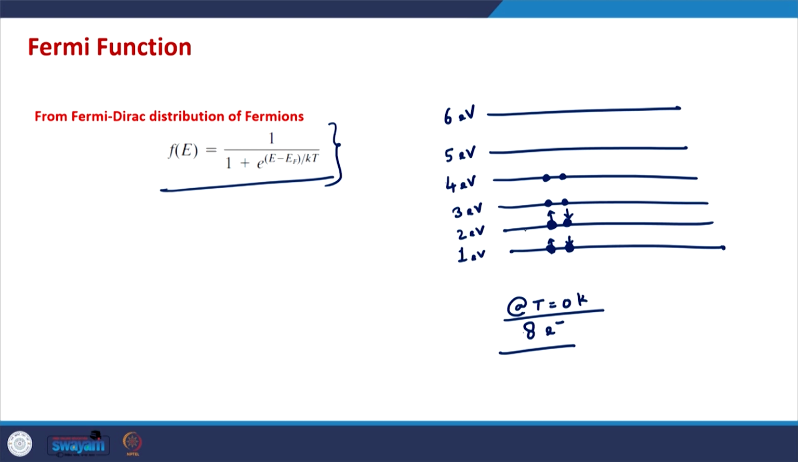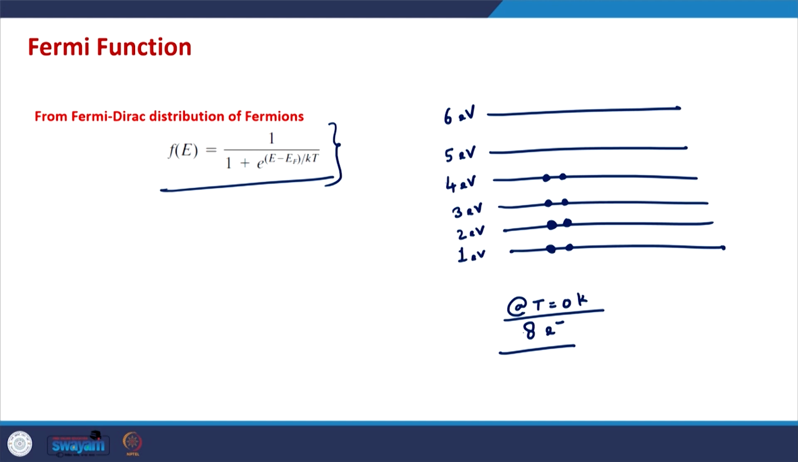And for these two energy levels, I have also shown the spin levels, so that Pauli's exclusion principle is not violated. But let me remove the spin label from these electrons. So, this is how electrons will be distributed at T equal to 0 Kelvin.